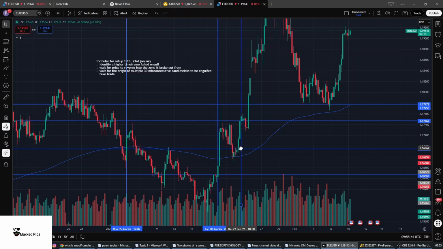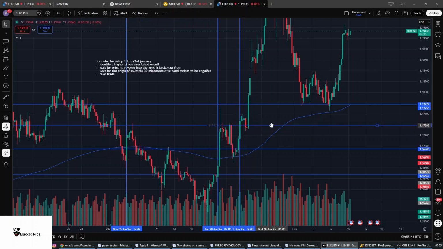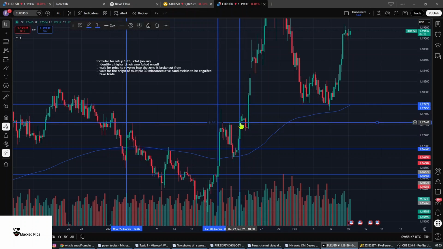And this candlestick here is the candlestick that closed. The candlestick must close above the bearish engulf before you call it a failed bearish engulf. So that's the first part, identify the higher time frame failed engulf. Then second part, you wait for price to reverse into the zone it broke out from. Now remember what I said, any zone below the horizontal line is the zone that price just broke out from. So wait for price to go back into it, and then we'll wait for the origin of multiple 30 minutes consecutive candlesticks to be engulfed.